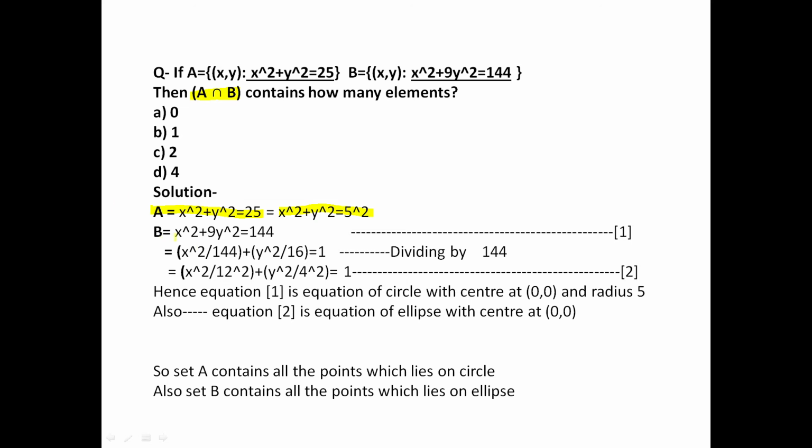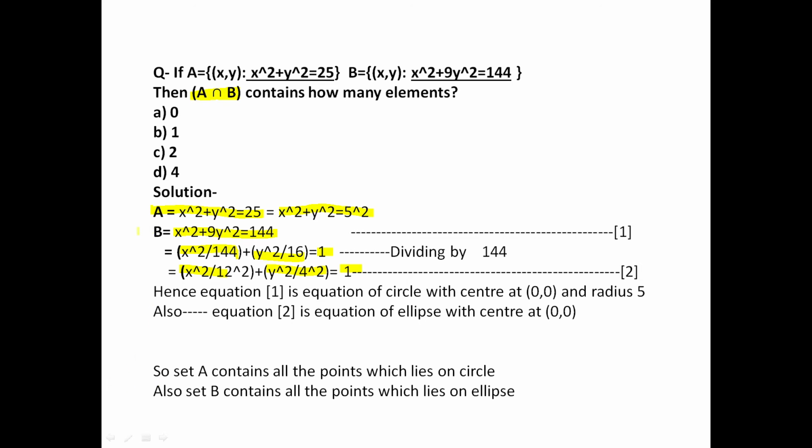Similarly, we will do it for B. The equation of B is x square plus 9y square is equal to 144. I will divide the whole equation by 144. So what will I get? x square divided by 144 plus y square divided by 16 is equal to 1. Can I modify this equation as x square divided by 12 square plus y square divided by 4 square is equal to 1? Yes, I can write that. And this is the equation of an ellipse with center at (0, 0).